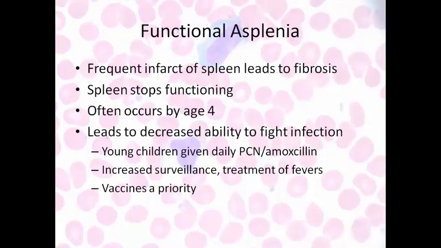So not having a spleen, either surgically or functionally, leads to this decreased ability to fight those serious bacterial infections. For little kids who have not yet had all of their immunizations, we actually treat with a daily dose of antibiotics, either penicillin or amoxicillin. It's just a small dose, but it gives them that added boost of immunity.